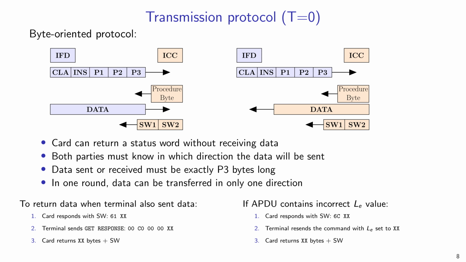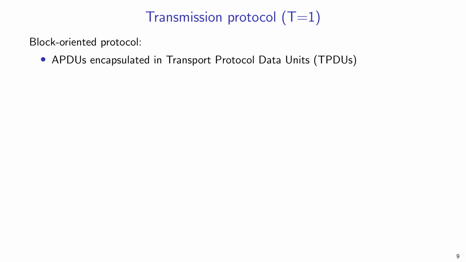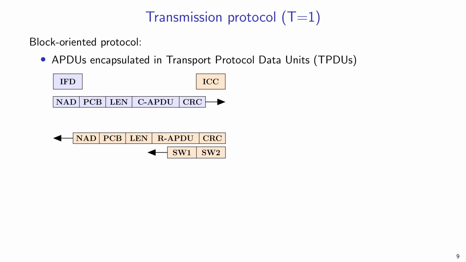So these are the limitations of the T0 protocol, but they are addressed by the improved T1 protocol. T1 is a newer transmission protocol that was standardized more recently, but it is more complicated and is not supported by all smart cards. T1 is a block-oriented protocol, meaning that here the APDUs are encapsulated in blocks forming Transport Protocol Data Units, or TPDUs. So here is how it looks. Basically, an extra protocol layer is added with a header and a footer, and here is what these fields contain.